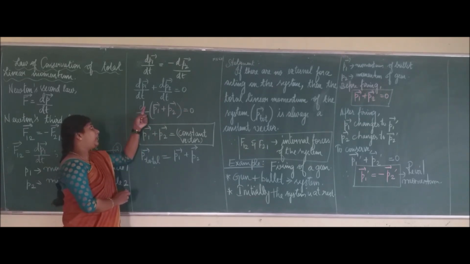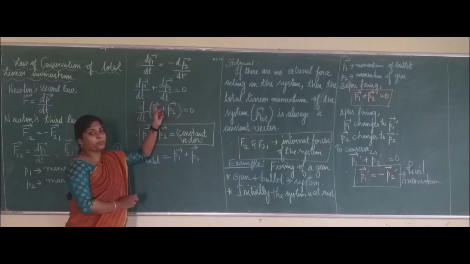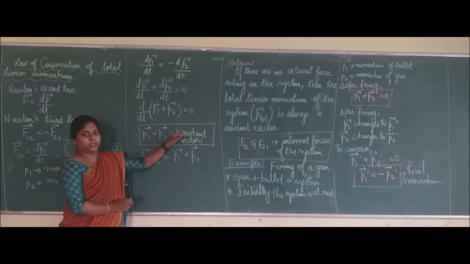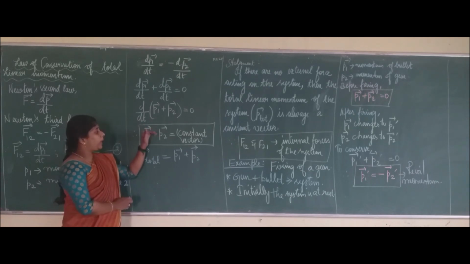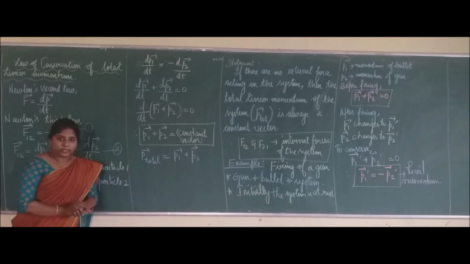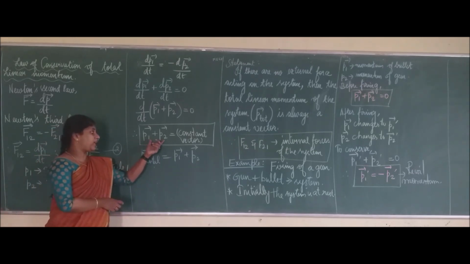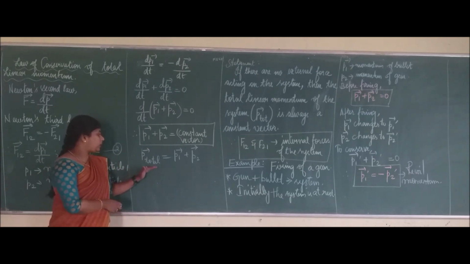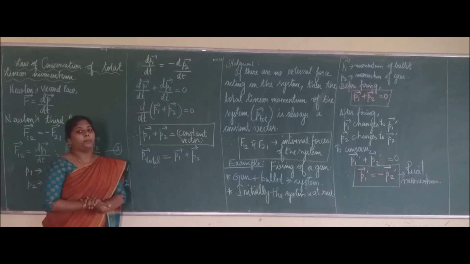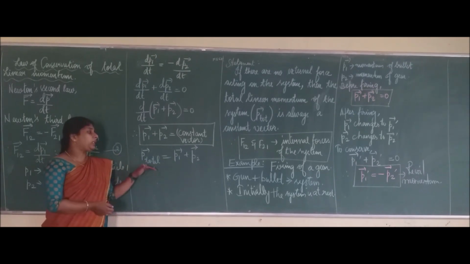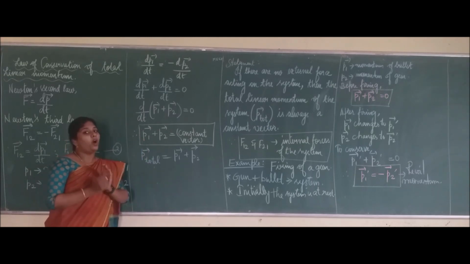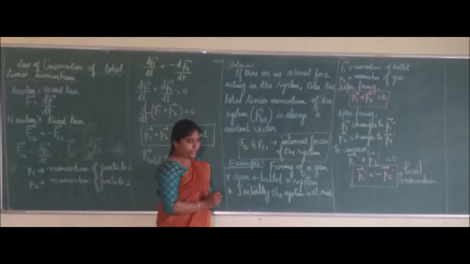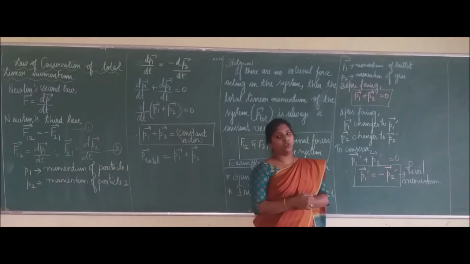We know that d by dt of p1 vector plus p2 vector is 0 means p1 plus p2 equal to constant. So p1 vector plus p2 vector is always a constant vector here. When we add these two terms we get the total momentum. So p total vector equal to p1 vector plus p2 vector, which means the total linear momentum of the system always remains a constant vector. So by this, we should state the law: here is the statement for the law of conservation of total linear momentum.